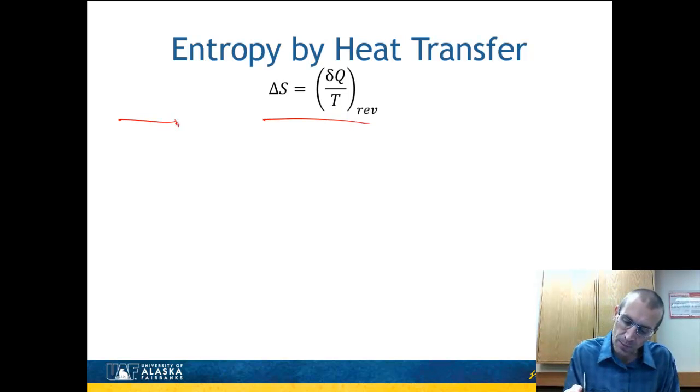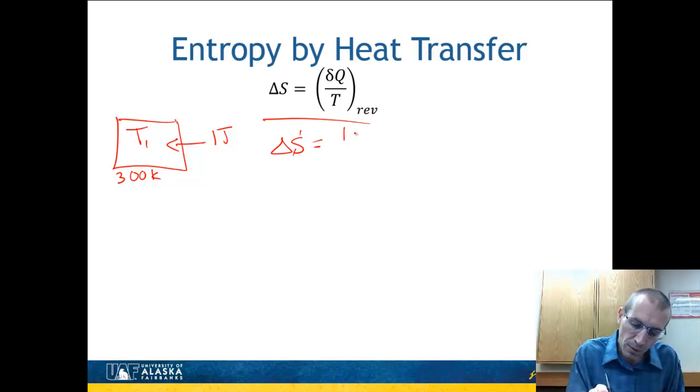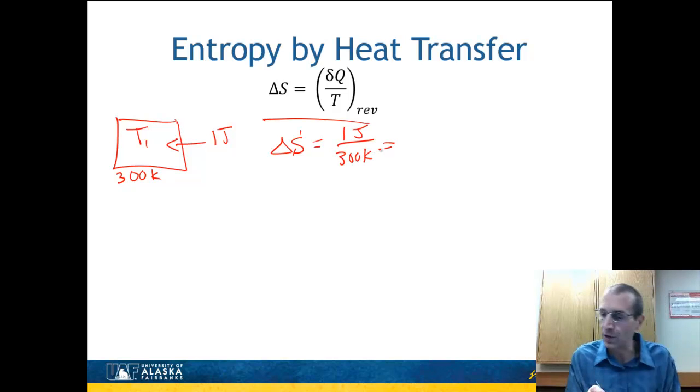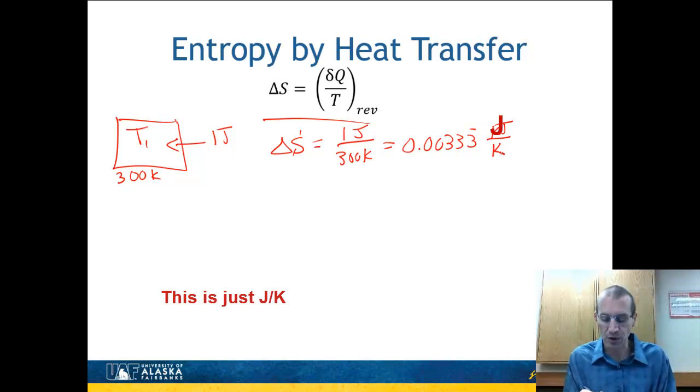So for example, I had some sort of box and it was initially at a temperature T1, and I was to put in 1 joule. And let's say T1 is, for example, 300 Kelvin. And I wanted to know what the change in entropy is after I put in that 1 joule. I would just put my 1 joule over 300 Kelvin. And I know that my entropy changed 0.00333 kilojoules per Kelvin. So that's how much the entropy changed.